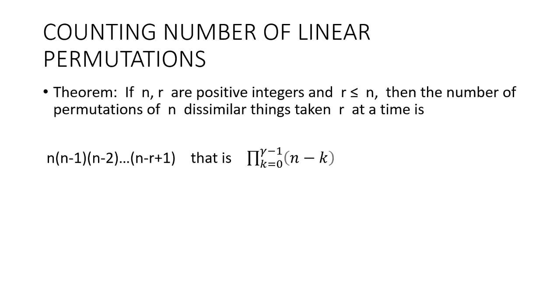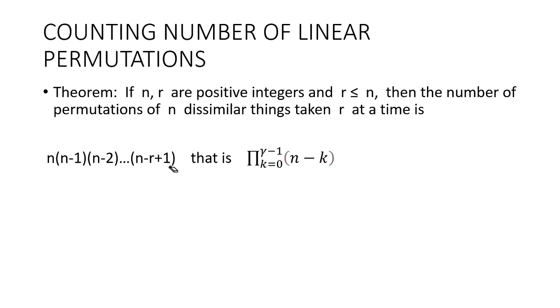Without listing down all the linear permutations, we can actually count the number of permutations using this following theorem. The statement of the theorem is like this. If n, r are positive integers and r is less than or equal to n, then the number of linear permutations of n distinct objects taken r at a time is n times n minus 1 times n minus 2, and so on up to n minus r plus 1.